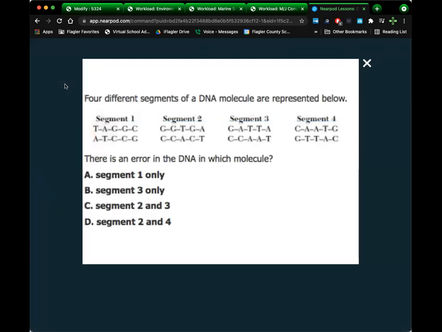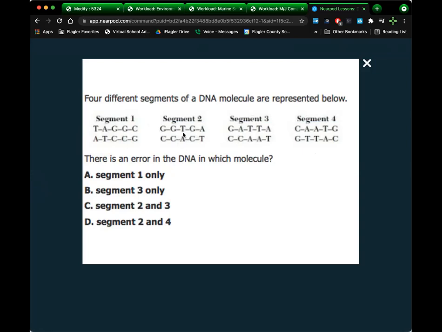All right, and I'm going to go through practice question 2. Here are 4 different segments of DNA. This is half of a DNA strand, and this is the other half it's attached to. To find the error in the DNA, you're going to go through and see if you can find one where an A is not matched with a T or a C is not matched with a G. So T is with A, A is with T, G is with C, G is with C, C is with G. This segment is completely fine.